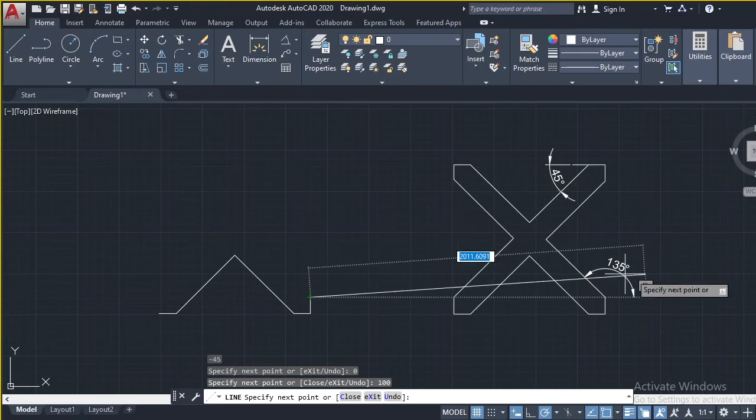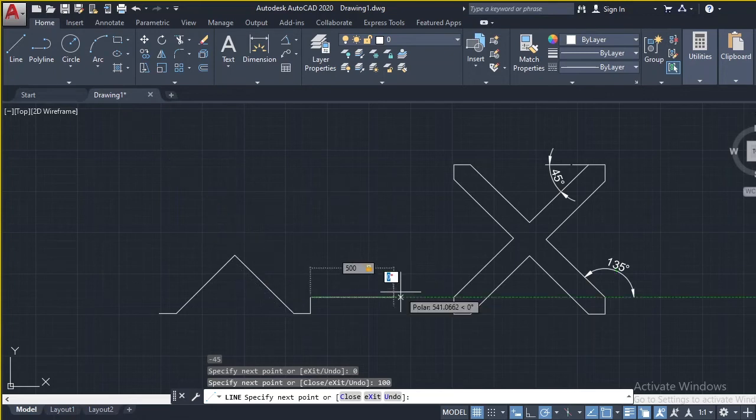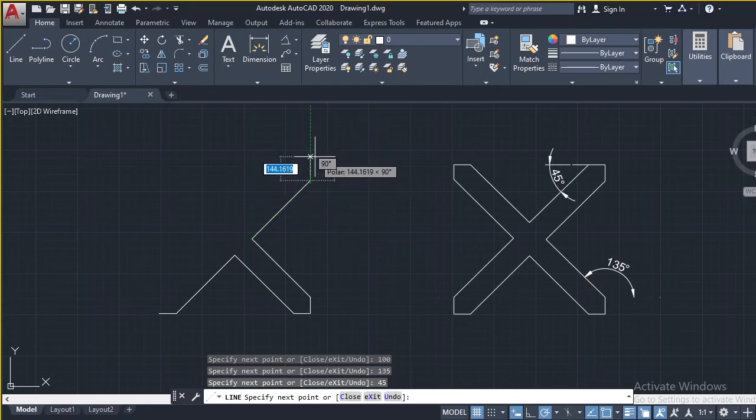Then look at the dimension. This is 135 degrees, so we have 500, tab 135. So we have this come up this way. Then the same thing applies. You see the same thing. 500, tab 45, enter. Then 100, this is 180, 100, enter.